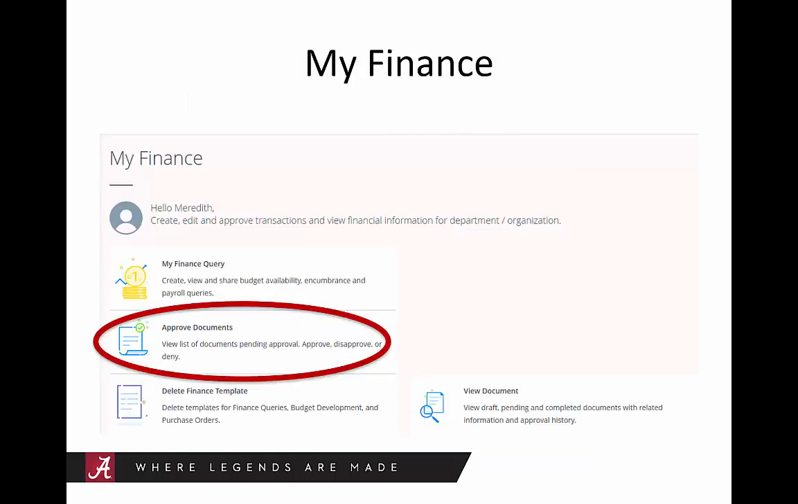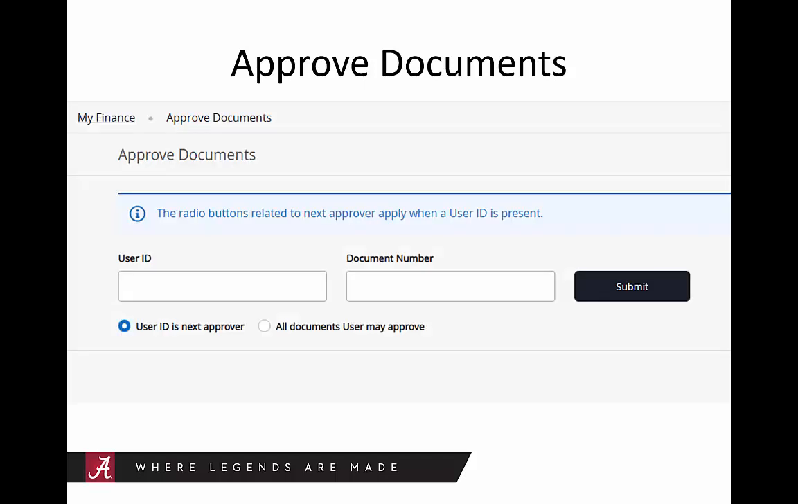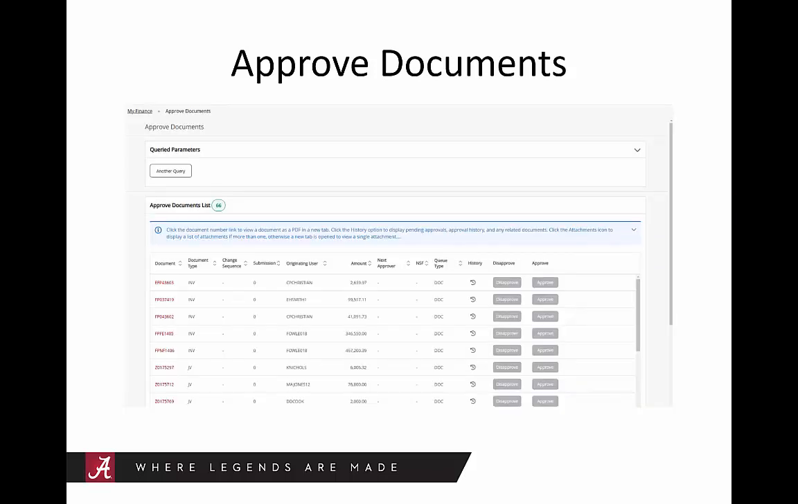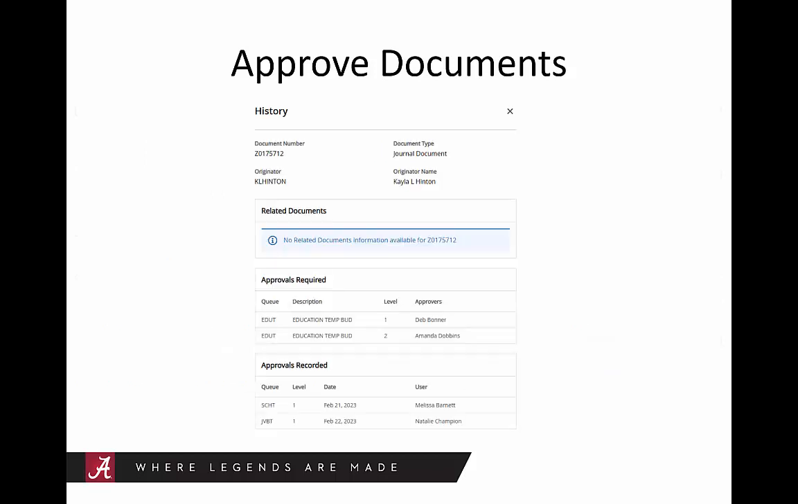Let's return to My Finance and look at approved documents. This is similar to FOA-UAPP, user approval, in Banner Admin. You can filter by user ID or document number, or leave both fields blank to view all documents awaiting approval. Choose Submit to view approvals. Choosing the document number opens a PDF of the document, like this. The history icon opens a box showing which approvals have been recorded and which ones are still required.